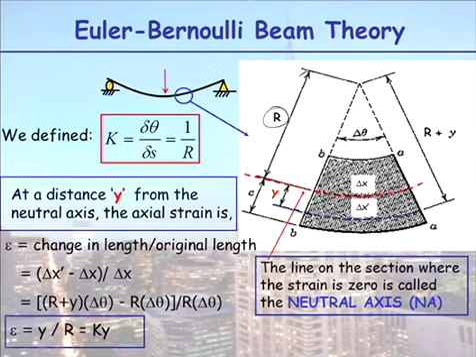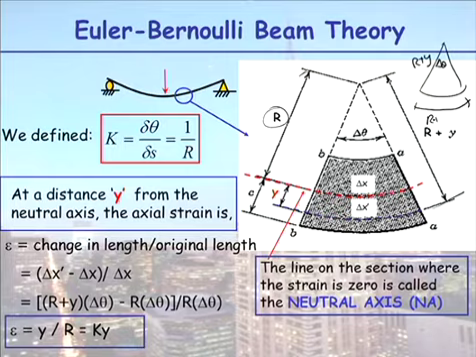So at a distance y from my neutral axis, so I'm moving either down or up, in this case down from my neutral axis, I can work out what the strain is at this line down here shown in blue. Because strain is equal to change in length divided by original length. So down here, if this is r, when I draw my radius now, that becomes r plus y, and that's delta theta. So this length in here would be r plus y times delta theta.